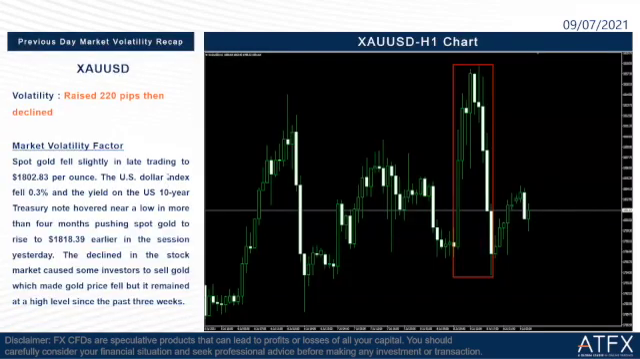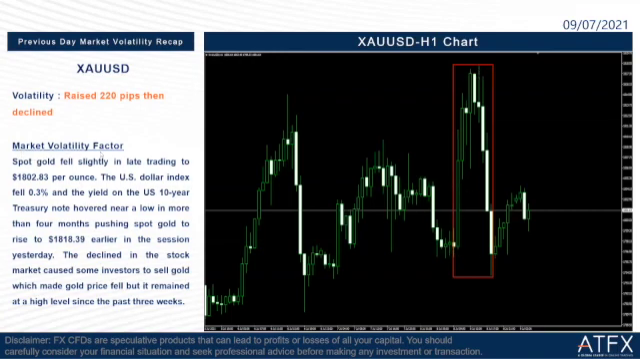Now let's take a recap on the previous day market volatility. It's gold. The volatility rose. As we can see on the market graph on our right side, inside the red rectangle, the volatility rose 220 pips, then declined again. So it's bullish here and then bearish again.